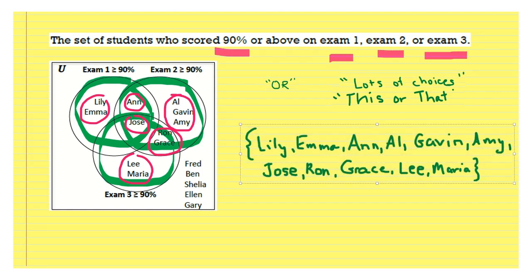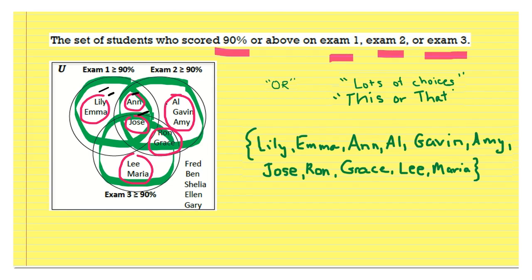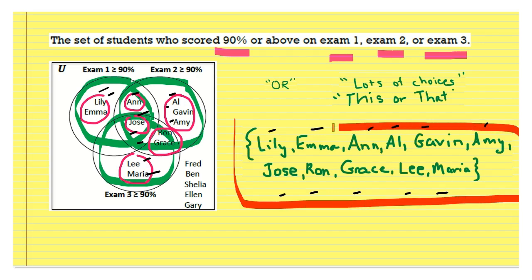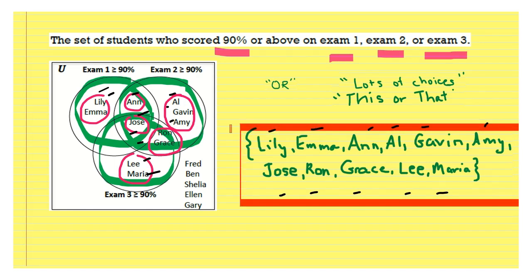Let's count and see how many we have. We have 1, 2, 3, 4, 5, 6, 7, 8, 9, 10, 11. Let's see if that's right. 1, 2, 3, 4, 5, 6, 7, 8, 9, 10, 11. Yes, we have everybody because the or gives us the option of choosing from any of the kids that scored higher on all 3 exams. So that is the correct roster to represent this set.